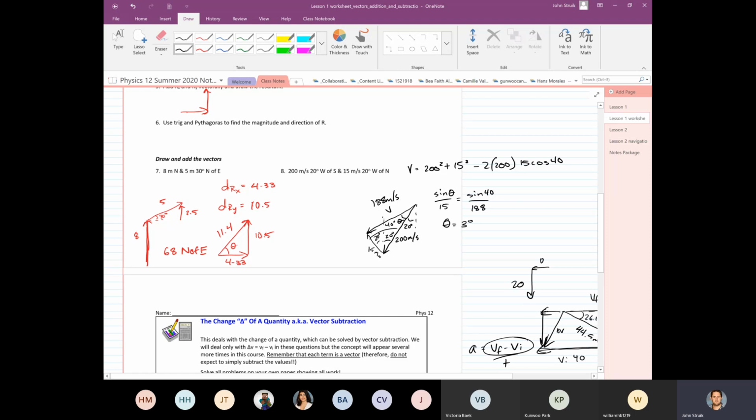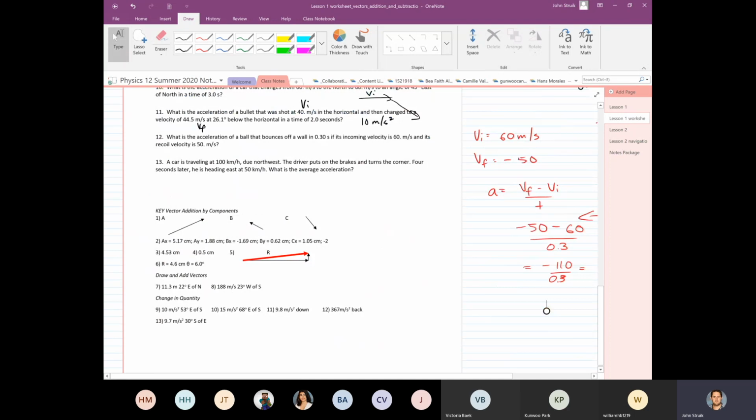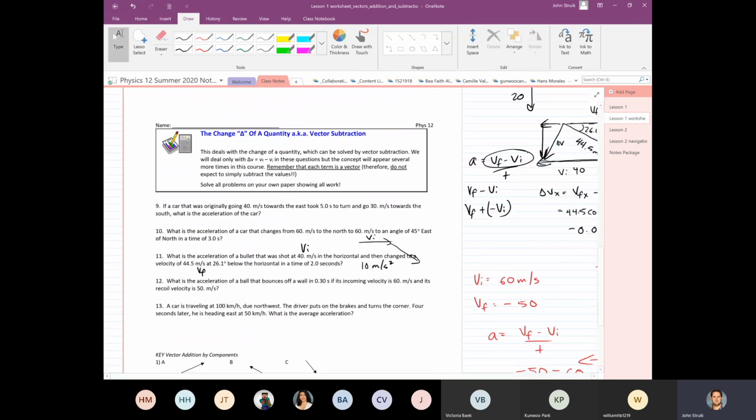And so I would say that the answer is 188 meters per second. And then it's 20 degrees west of south, but then another 3 degrees. So 23 degrees west of south, like that. I don't know if that's the right answer. I think this answer key is really messed up. Oh yeah, no, that works.